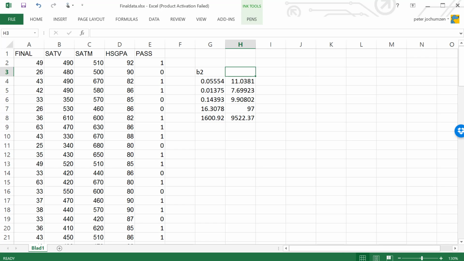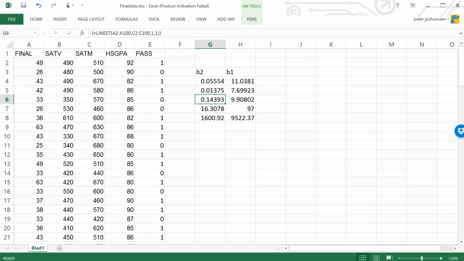Reverse order, so this is B2, this is B1. So this 0.05 should be interpreted as the increase in the expected result on the final exam if the student had 1 point more on the SAT-M. So 10 points more on the SAT results in about half a point more on the final exam. The R-square is only about 14%, so the SAT score for math doesn't explain the final result all that well.